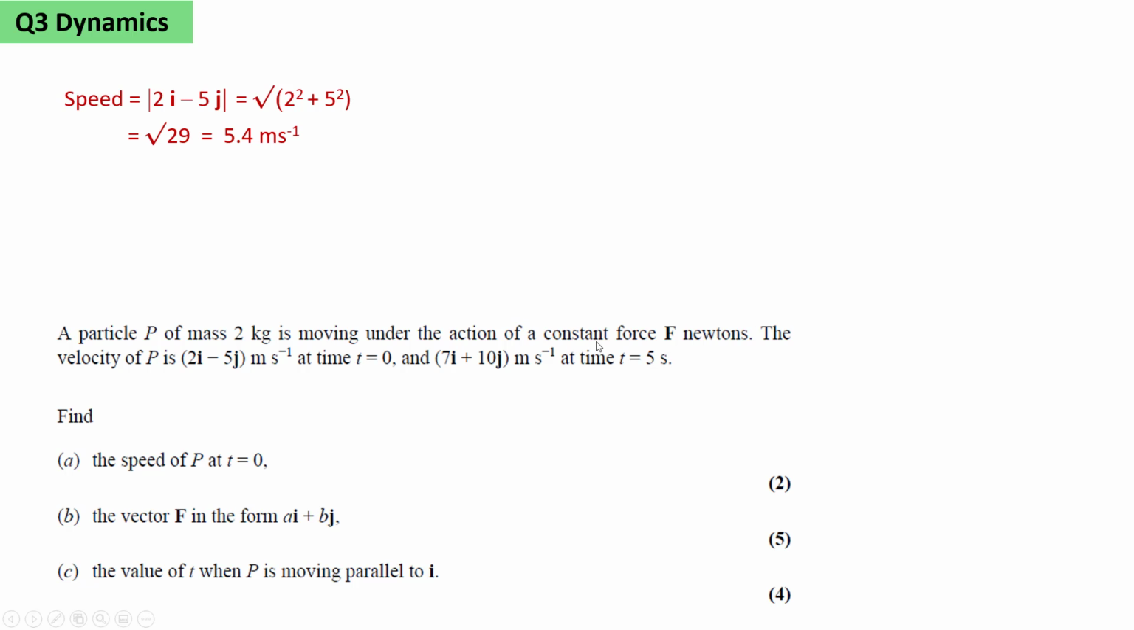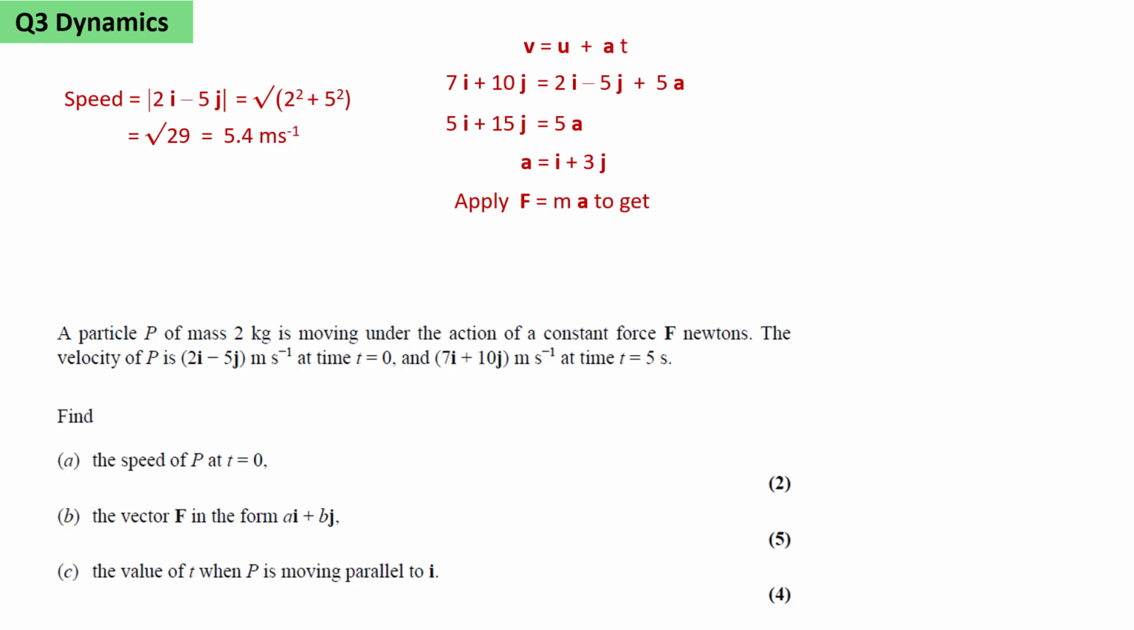We're told it's a constant force, which means it's constant acceleration. So we can use the vector form of the equation v equals u plus at. The velocity at time t equals 5 is 7i plus 10j. This equals the initial velocity, 2i minus 5j, plus t times the acceleration vector, or 5 times the acceleration vector a. From this, we can calculate the acceleration vector equal to i plus 3j.